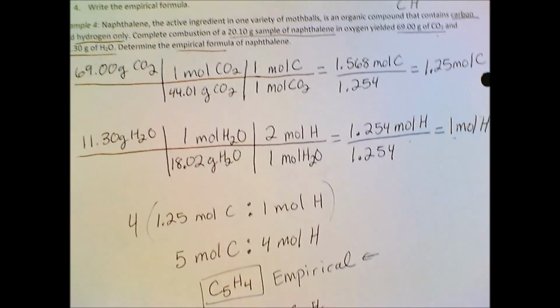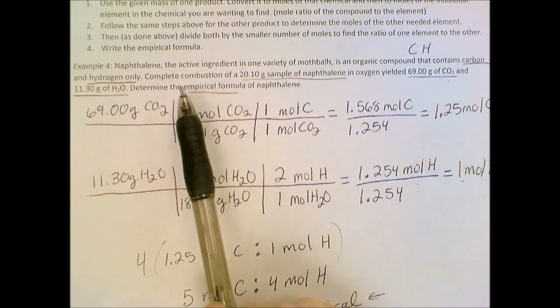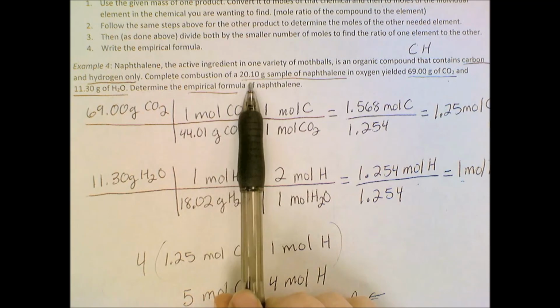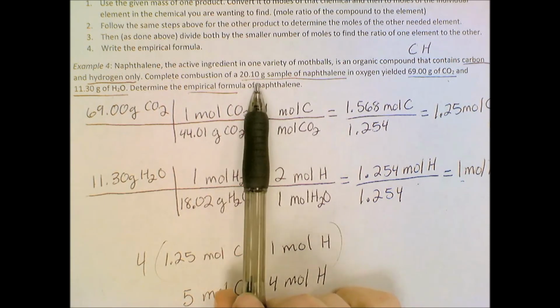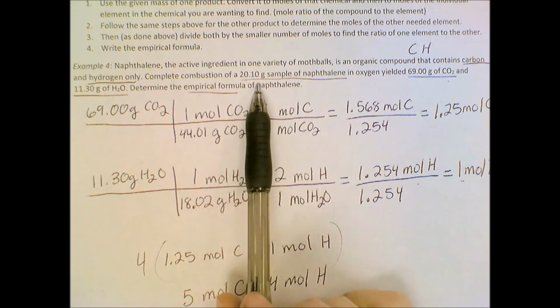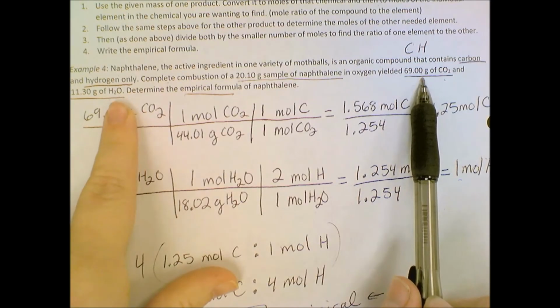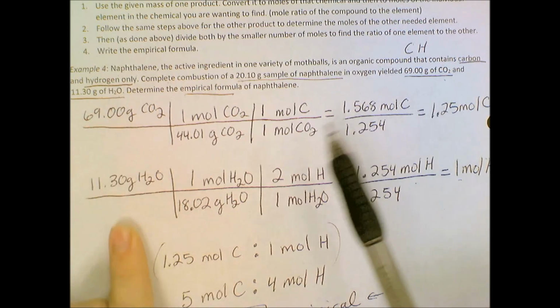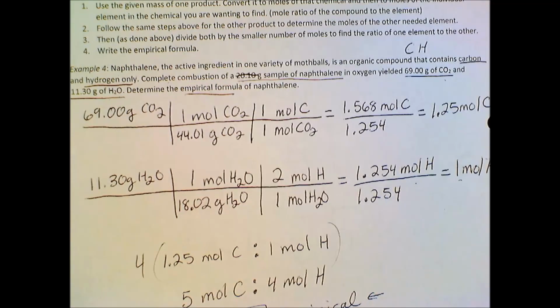And the other thing to look at in our question here was something we didn't use. It said complete combustion of 20.1 gram sample of naphthalene. We really don't care what the sample of naphthalene is for this. It's just telling you how much you originally burned. What we really care about is the products of that reaction, the 69 grams of carbon dioxide and the 11.3 grams of water. That's what gets us through our calculations. We actually never end up using this value.